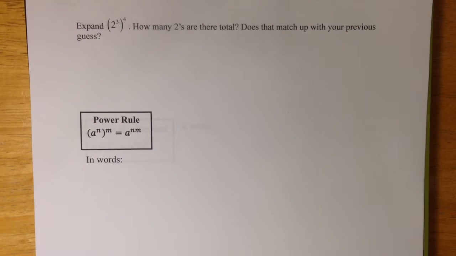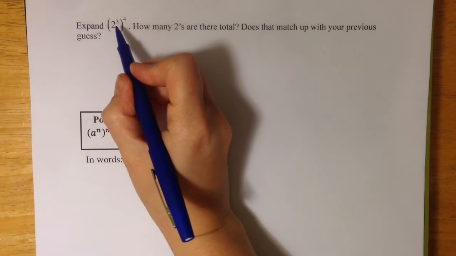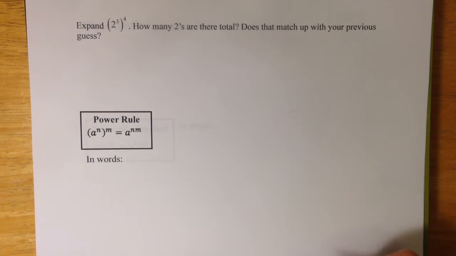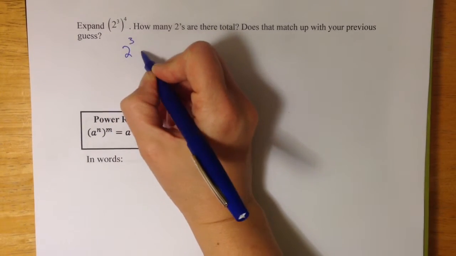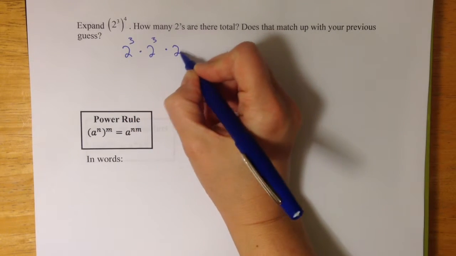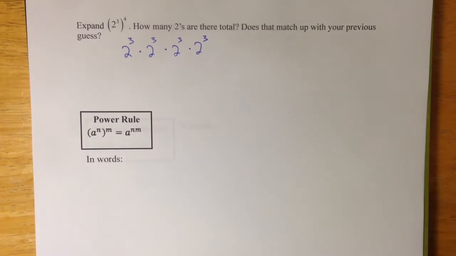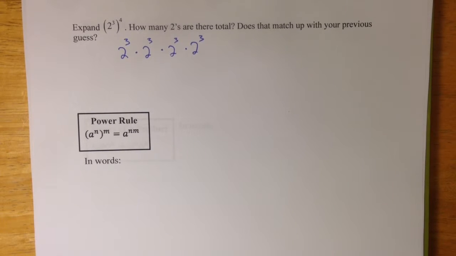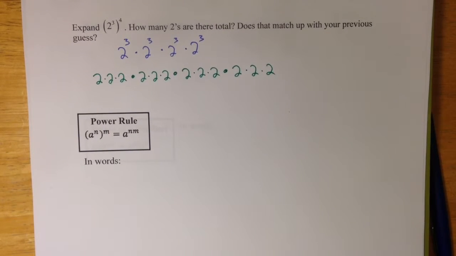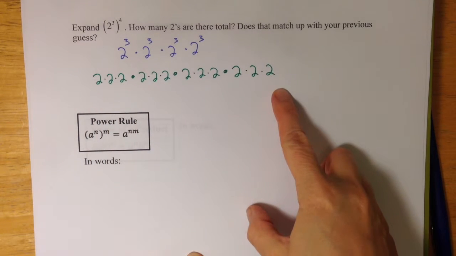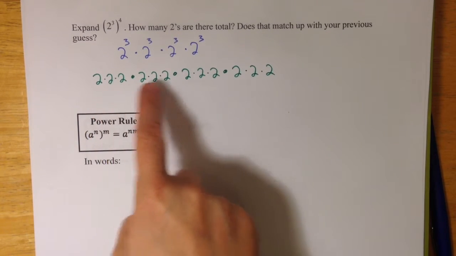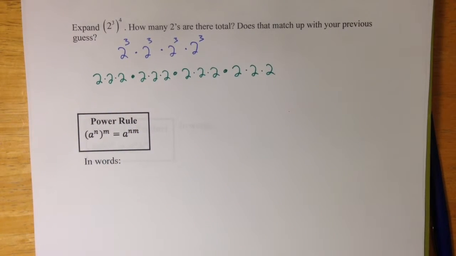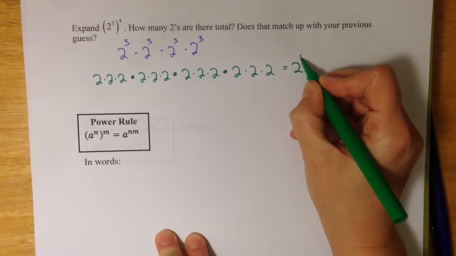Now that we've got a little bit of intuition, let's back that up a little more. 2 cubed to the 4th means take 2 cubed and multiply it by itself 4 times. So that's 2 cubed times 2 cubed times 2 cubed times 2 cubed. Now, each of those 2 cubes means to multiply 2 by itself 3 times. If I expand that, how many 2's am I multiplying together altogether? Well, there's four groups of 3 2's, which is a total of 12 2's, or 2 to the 12th power.